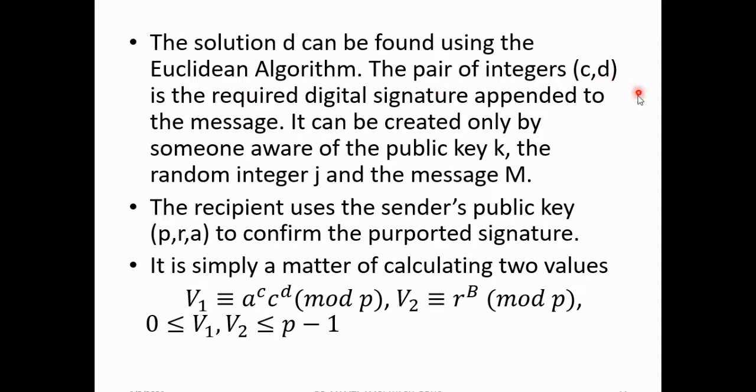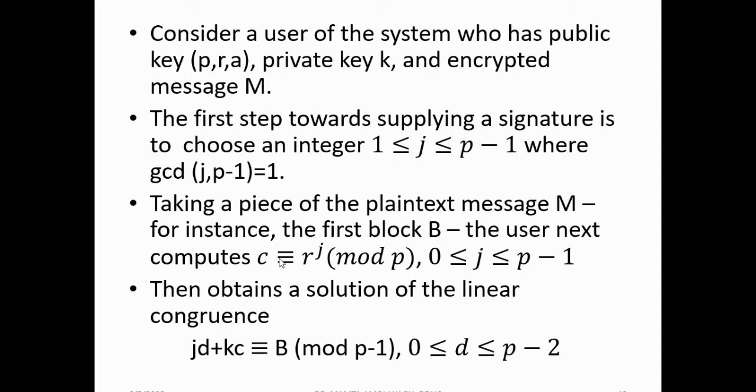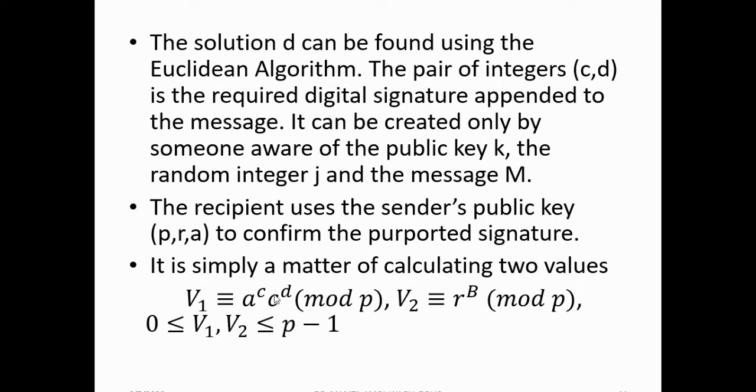The pair of integers C, D is the required digital signature. So this C and D, which is found here, becomes the digital signature, and this is appended to the message. It can be created only by someone aware of the public key K and the random integer j and the message M. So only the sender can do this because he knows the public key and the random integer and the message M.